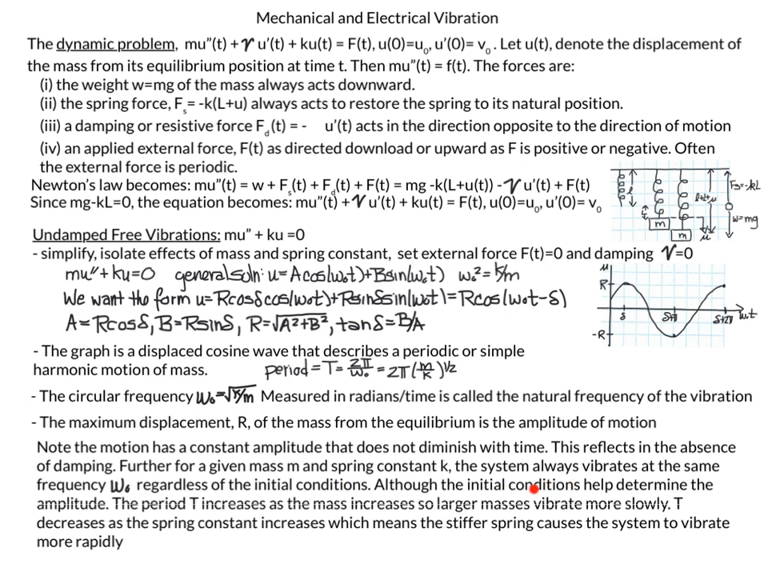Although the initial conditions do help determine the amplitude, the period T, which we have the equations for here, is equal to 2π over ω₀, or 2π times (m over k) to the 1/2, and it increases as the mass increases. We can see that here. So larger masses vibrate more slowly. T decreases as the spring constant increases, which means a stiffer spring causes the system to vibrate more rapidly.